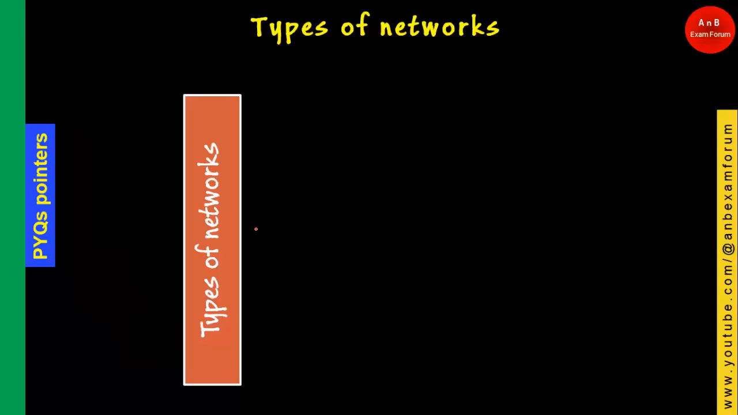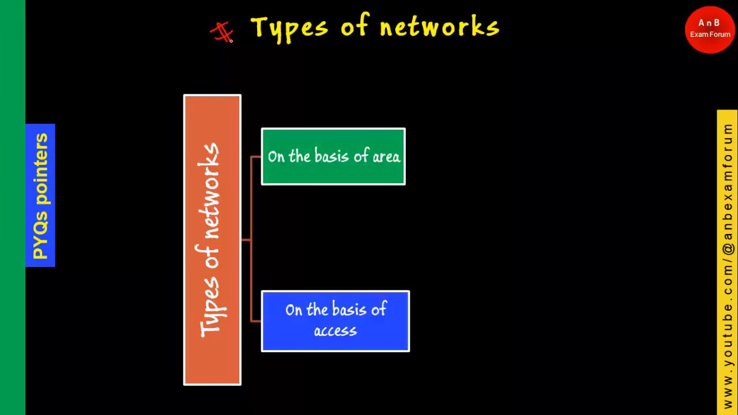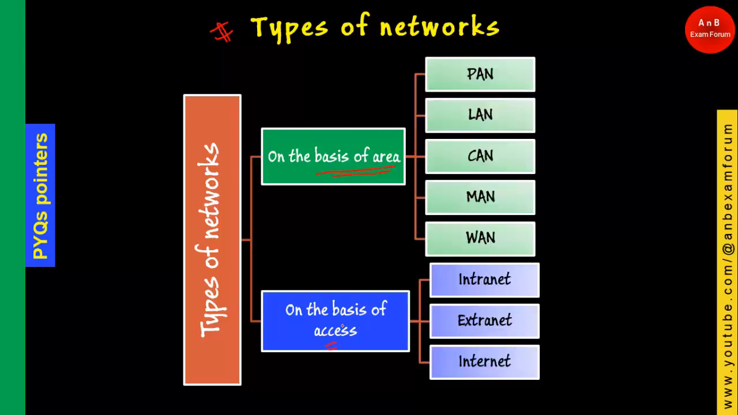Now let's see the different types of network, and this is a very important topic from the exam point of view. Okay, so there are basically two classifications you can make. First is on the basis of area, coverage area basically, and the second one is on the basis of access. On the basis of area, these are the different types of network that we are going to see. And on the basis of access, we have intranet, extranet and internet.